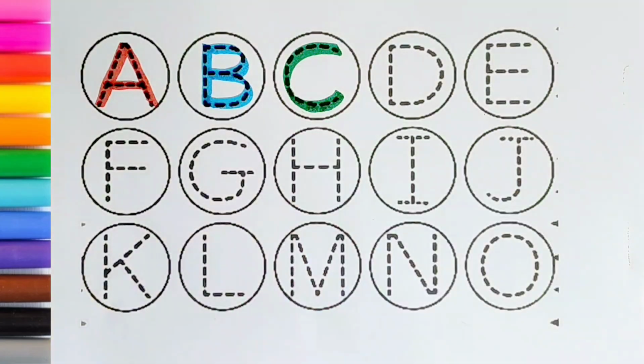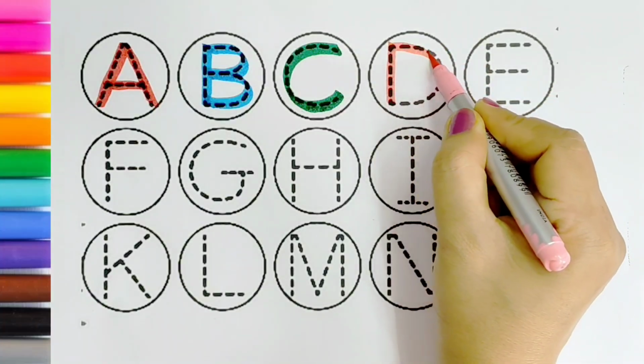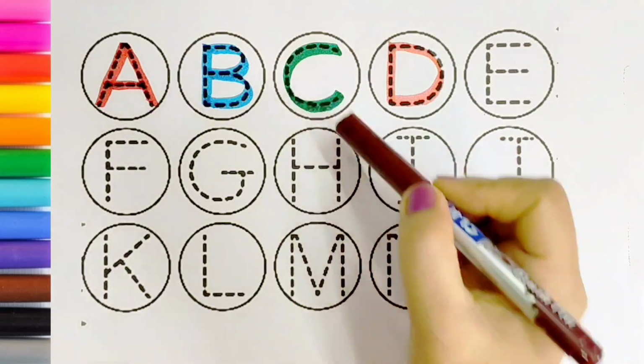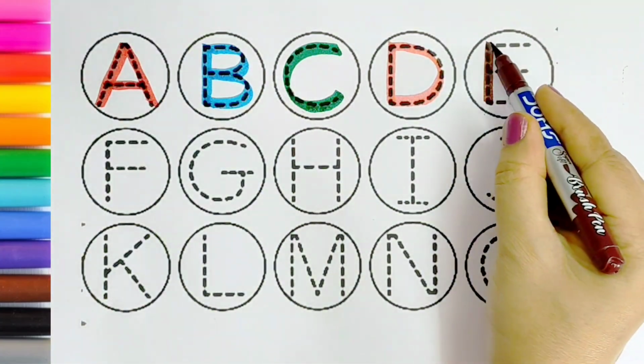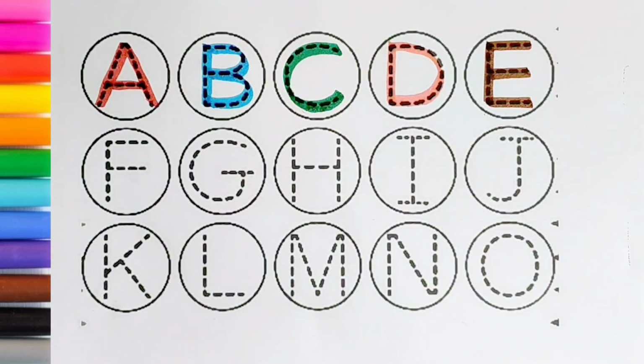Peach pink color. D. D for dog. Brown color. E. E for elephant.